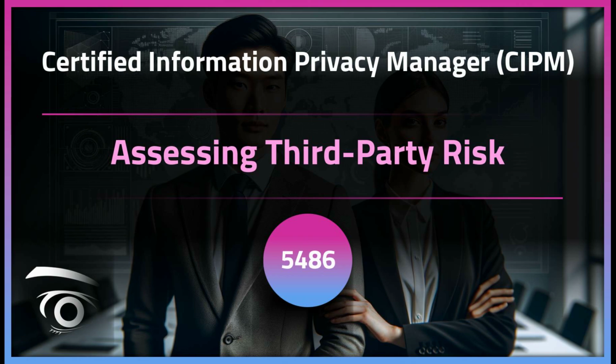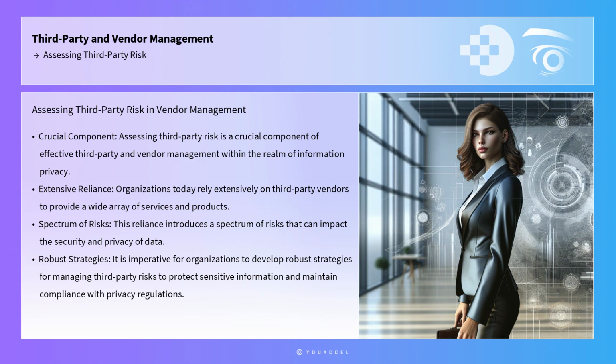Let's proceed with the lesson. Lesson: Assessing Third-Party Risk. Assessing third-party risk is a crucial component of effective third-party and vendor management within the realm of information privacy. Organizations today rely extensively on third-party vendors to provide a wide array of services and products. While this reliance can offer significant benefits, it also introduces a spectrum of risks that can impact the security and privacy of data. Therefore, it is imperative for organizations to develop robust strategies for assessing and managing third-party risks to protect sensitive information and maintain compliance with privacy regulations.